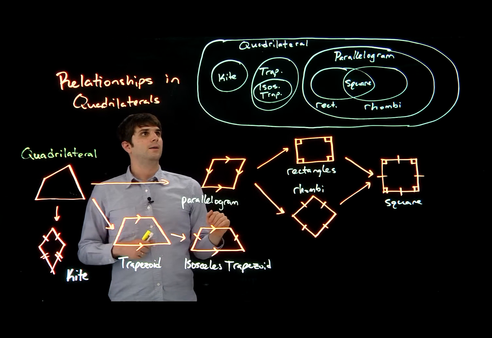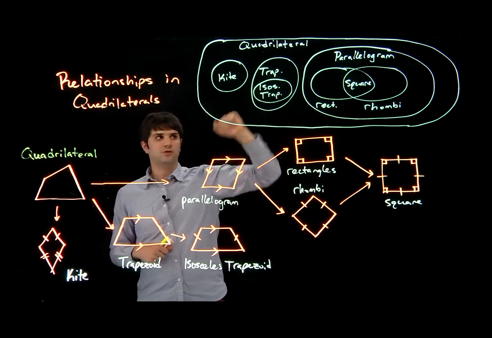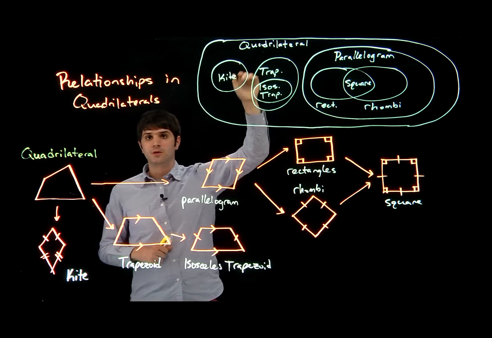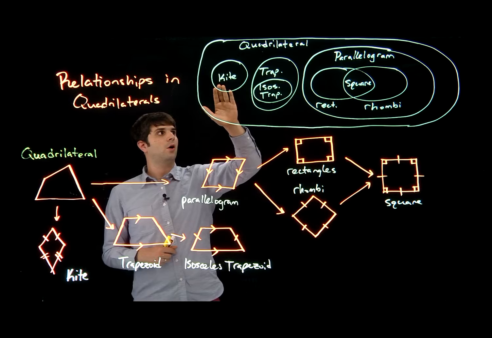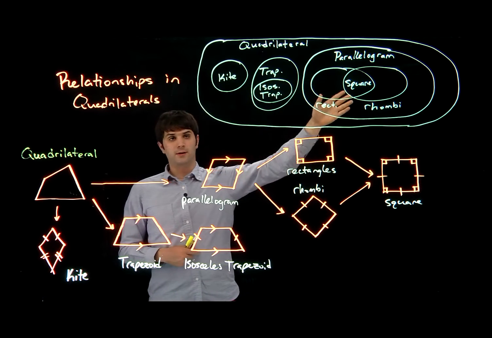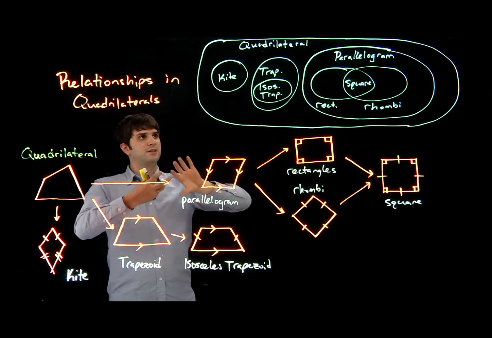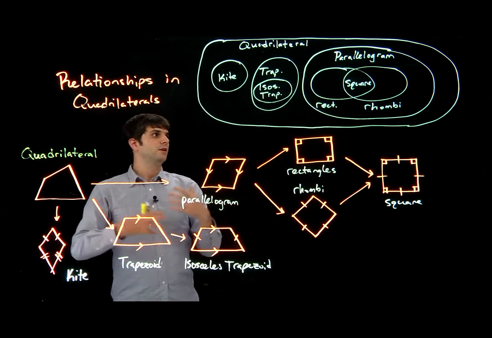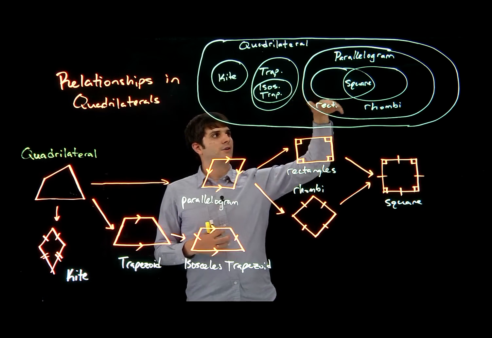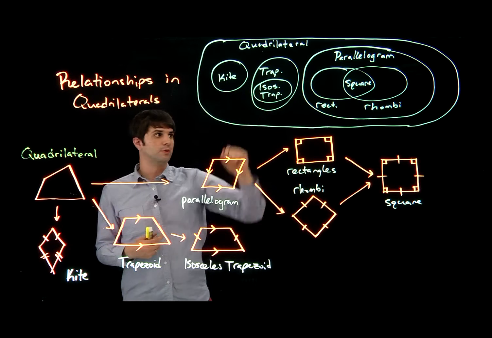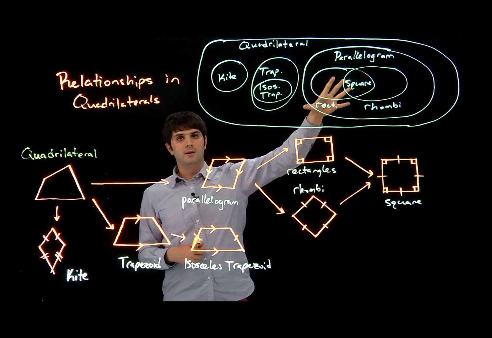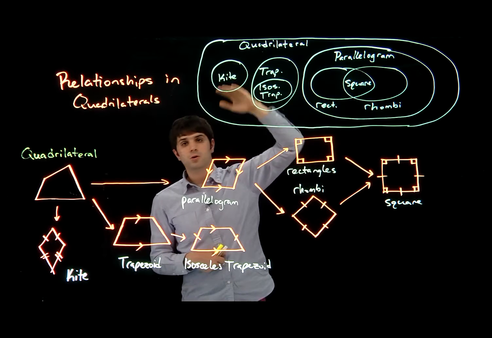Now, so a kite is always a quadrilateral. Rectangle is always a quadrilateral. But we see that kites are not always parallelograms. In fact, they're never parallelograms. Okay, so you can see there are some things that are mutually exclusive. There are some things that are contained within each other. For example, all isosceles trapezoids are trapezoids. All rectangles are parallelograms. All rhombi are quadrilaterals.